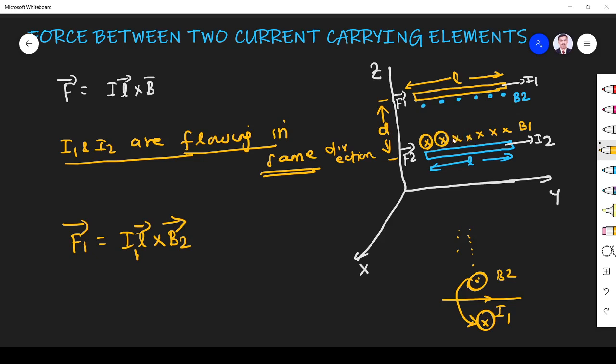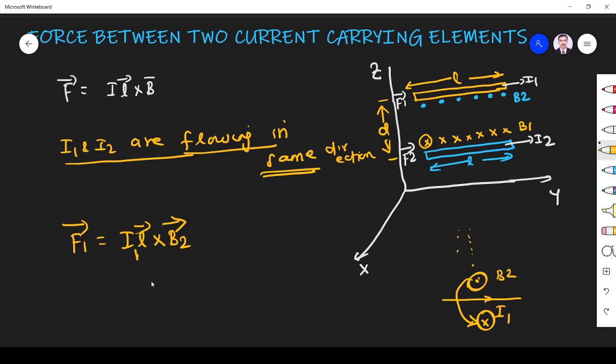That is very important. So on the right hand side of I2, if I2 flows here, this side it will come out. That's why it is a dot. If I1 flows here, this side it should go in. Because I want to find the force between these two places. So here B2 is coming out, and this B1 is going in, right?